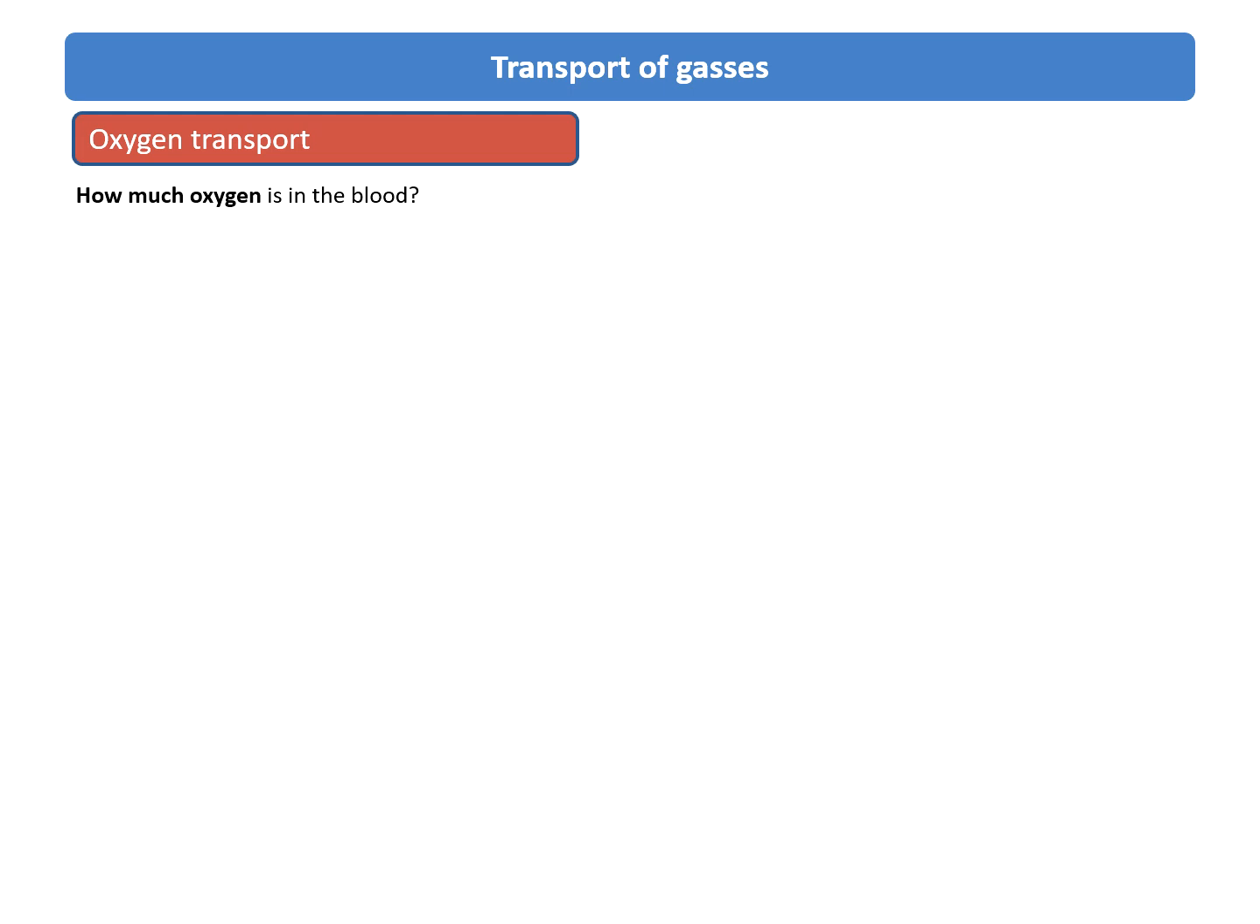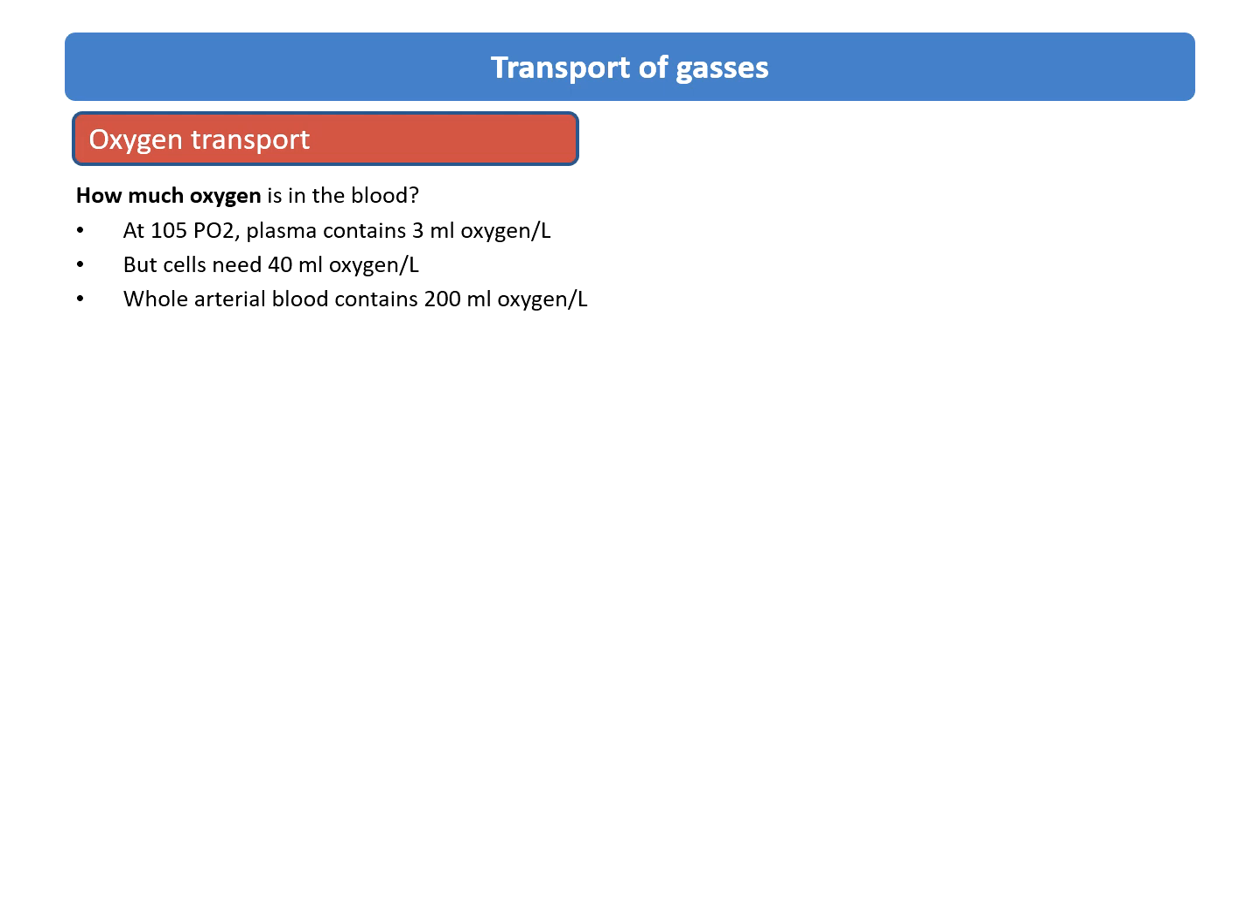How much oxygen is in the blood? Well, at 105 partial pressure of oxygen, the plasma contains roughly 3 milliliters of oxygen per liter of plasma. All right, that sounds straightforward enough. But cells in general need about 40 milliliters of oxygen per liter. So you see, there's not nearly enough at a partial pressure of 105 to supply the cells with their needs.